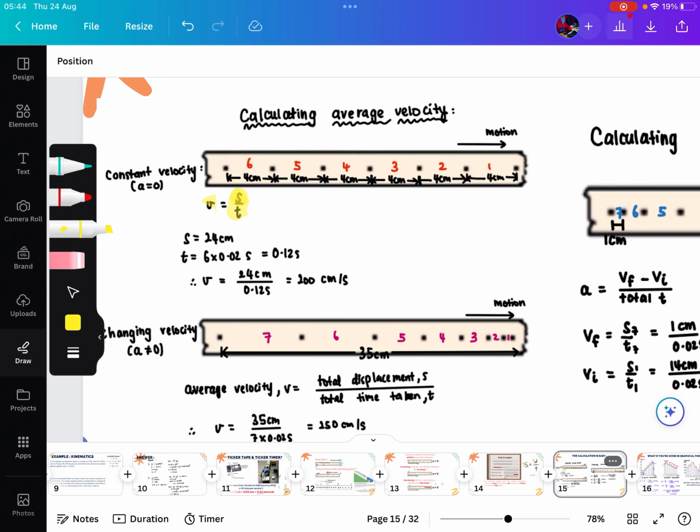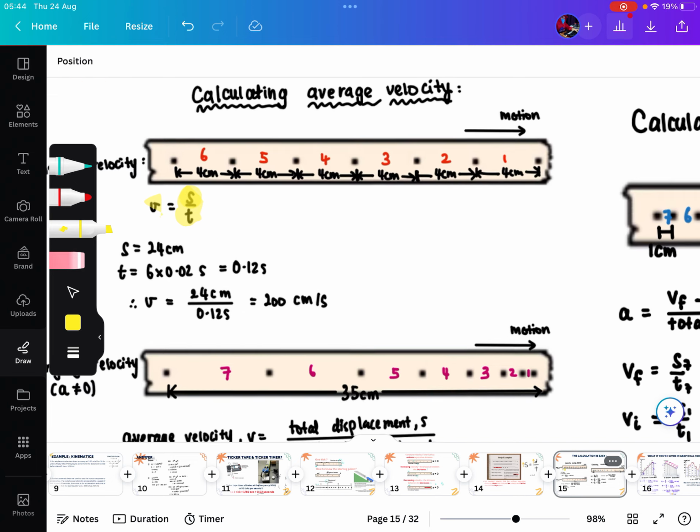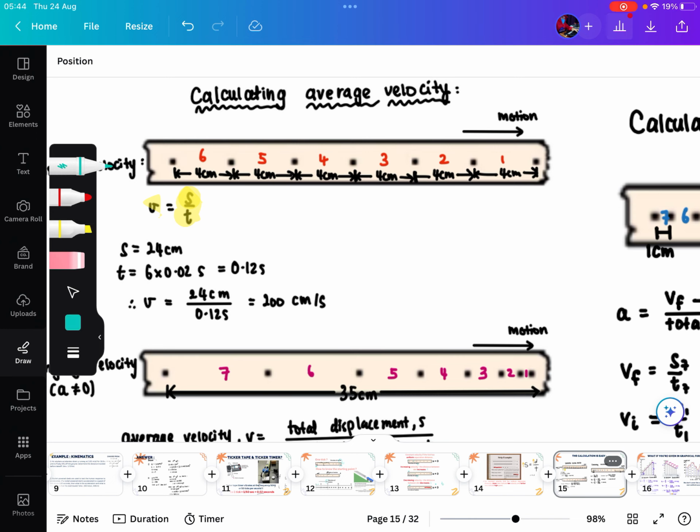For a constant uniform motion, the acceleration is 0, so it has no acceleration. So how do you calculate the v? V is the total distance, s, which is the ending point minus the initial point. So this is the starting and this is the ending. The total distance or displacement is from here to there, which is 24 cm, and then the time, because altogether it is 6 ticks.